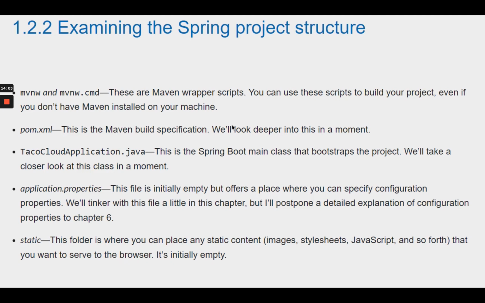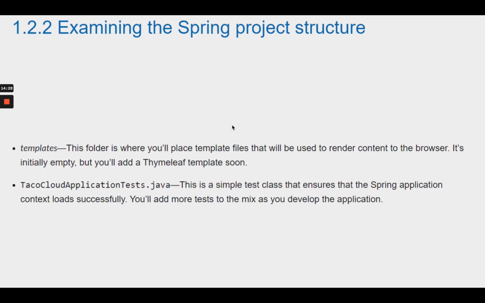application.properties. This file is initially empty, but offers a place where you can specify configuration properties. We'll tinker with this file a little in this chapter, but I'll postpone a detailed explanation of configuration properties to Chapter 6. static. This folder is where you can place any static content, images, style sheets, JavaScript, and so forth, that you want to serve to the browser. It's initially empty. templates. This folder is where you'll place template files that will be used to render content to the browser. It's initially empty, but you'll add a Thymeleaf template soon.